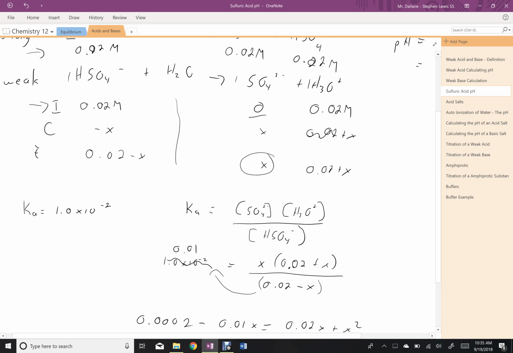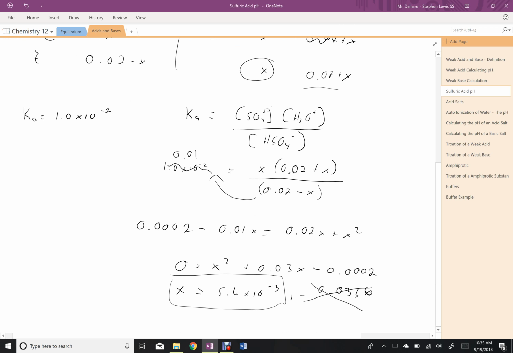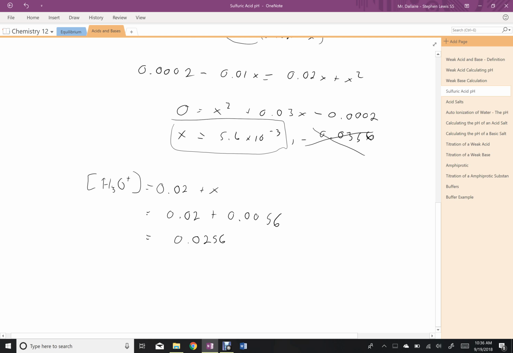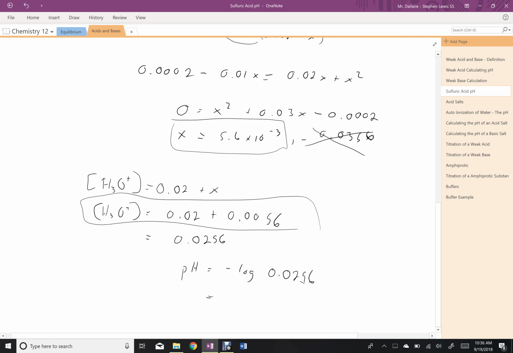And now let's adjust our hydronium calculation to reflect this change. So the concentration of hydronium was 0.02 plus x, and that will work out to be 0.02 plus 0.0056, and it becomes 0.0256. So it's a slight change due to the secondary proton process, but not a huge one. The resulting pH then is negative log of 0.0256, which is 1.59.